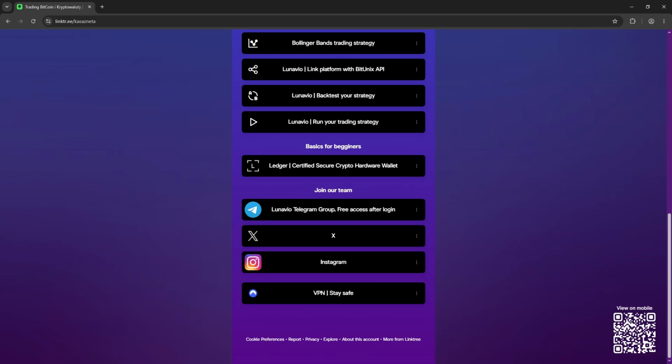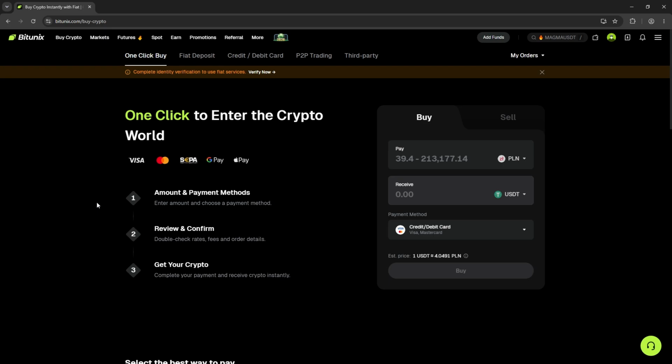If you already have a BitUnix account, we can jump right into it. To start trading, we obviously need to have some funds on our account. You can buy crypto directly on BitUnix by clicking Buy Crypto and using your credit card. You can also deposit crypto from your personal crypto wallet.